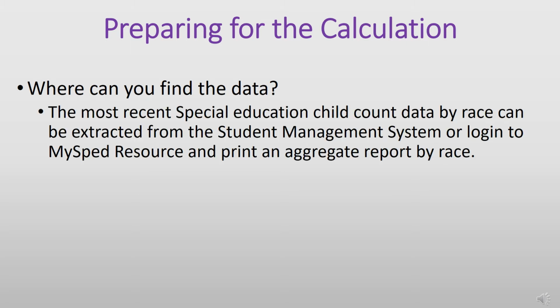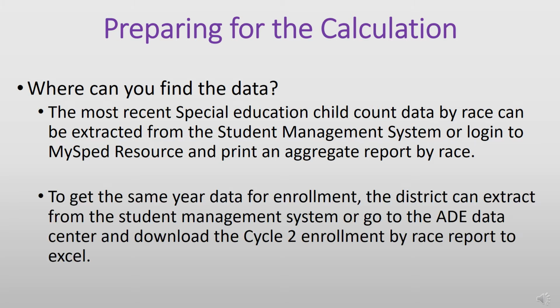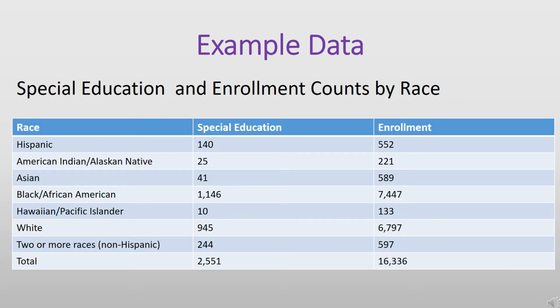As we continue preparing for the calculation, where can you find the data? The most recent special education child count data by race can be extracted from the student management system, or you can log into MySped resource and print an aggregate report by race. To get the same year data for enrollment, the district can extract from the student management system or go to the ADE Data Center and download the Cycle 2 Enrollment by Race report to Excel. For our example, we will use the following special education and enrollment counts by race.